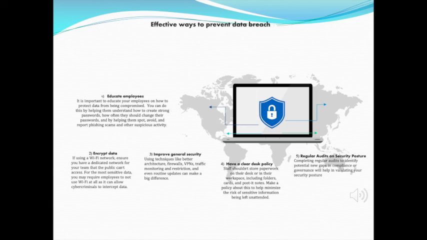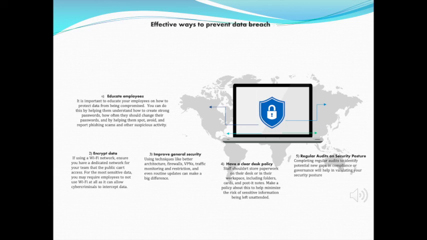The second most important strategy is to encrypt data. If you send confidential data by mail, make sure that it is encrypted before it is sent. If using a Wi-Fi network, ensure you have a dedicated network for your team that the public can't access. For the most sensitive data, you may require employees to not use Wi-Fi at all, as it can allow cybercriminals to intercept data.